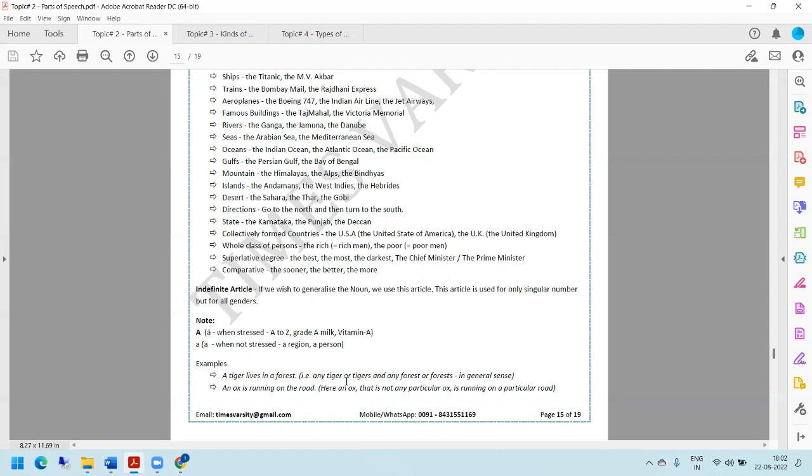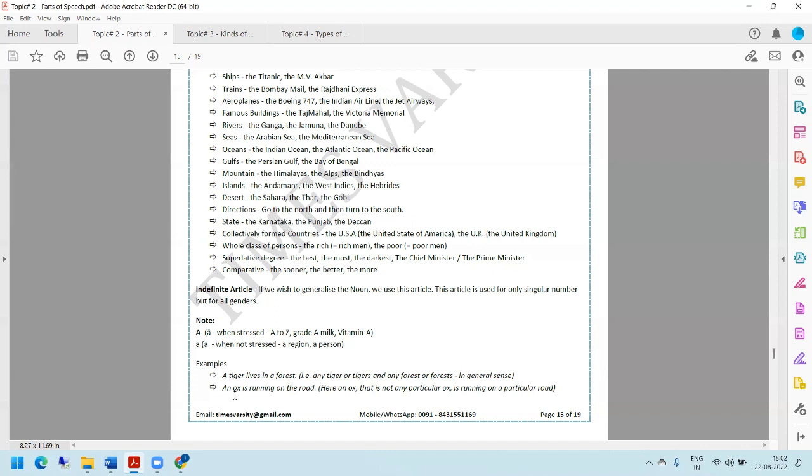So it should be any tiger or tigers and any forest or forests. So here also we are talking about a forest generally, not a particular forest. So that's why here we are using the indefinite article. A tiger lives in a forest. If we talk about a particular tiger, then we should say the tiger lives in. If we are talking about a particular forest, then it should be like the tiger lives in the forest. Okay, so then the definite article must be used.